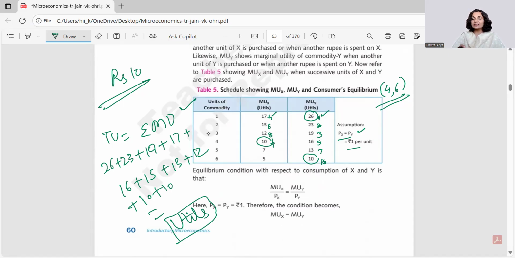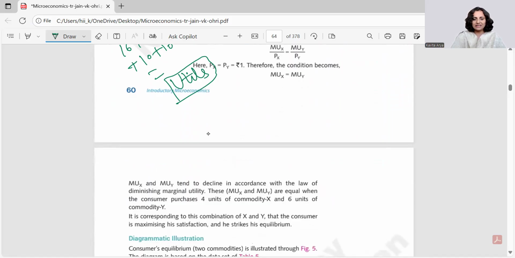And when I did it in a layman's format, I switched from here, here, right? But if I'm using the formula, I straight away get to know wherever MUX by PX is equal to MUY by PY, that's going to be my answer. So this was my answer, 4 units of X and 6 units of Y without any further details. I can straight away bang on that, right? Okay, now just pay attention.